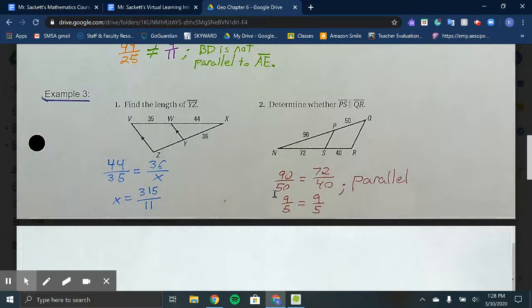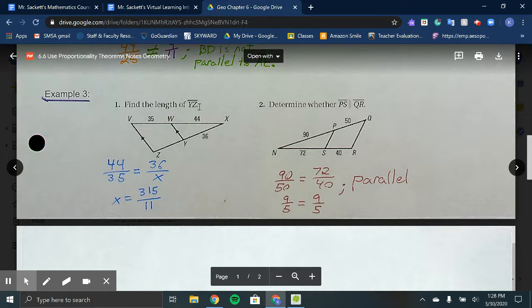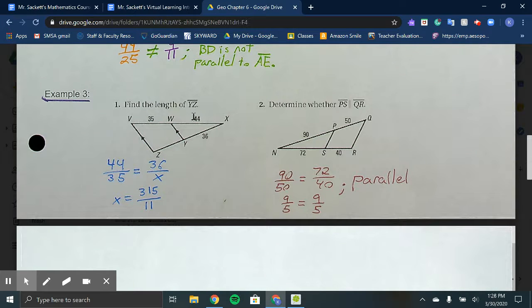In example 3, they ask you to find the length of YZ. So same idea with our proportion here. We want to set up WX over VW, and then YX over YZ, which we're trying to figure out. Cross multiply and divide, and it would be 315 over 11. Feel free to write that as a decimal or leave it as the fraction as you see here.